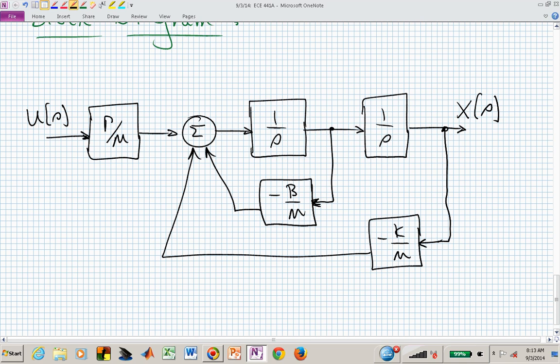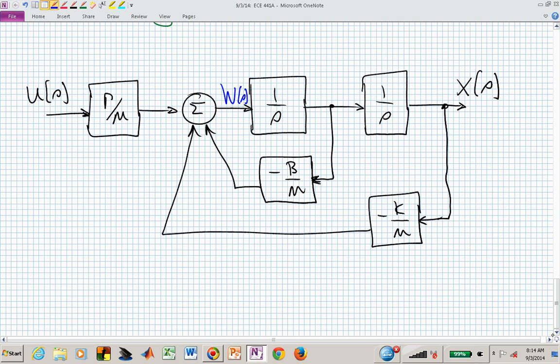A strategy to help you work through that: sometimes it's helpful to work from the output of the summing junction. If you had a bunch of summing junctions, you might just start at the outputs of those summing junctions and start writing the equations associated with them. Here, let's label that signal as W of s to provide us with something to call it. W of s is the output of that summing junction, and that's equal to everything coming in.